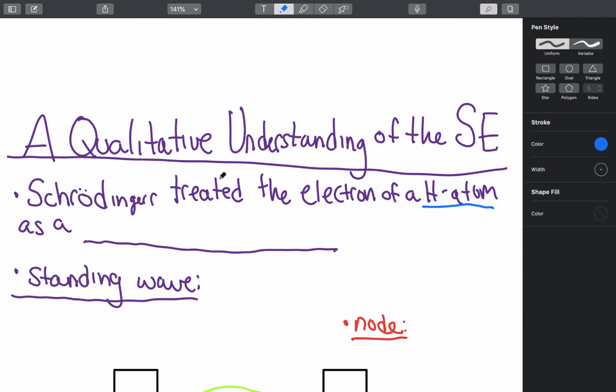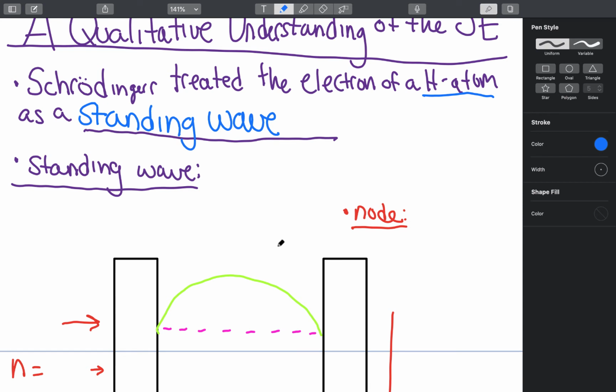So the Schrödinger equation treated electrons of the H atom, so it's important to note that this is from an H atom, as a standing wave. So Schrödinger treated the electron of an H atom as a standing wave. So if you are in physics, you may know what a standing wave is. However, if you don't, that is okay. A standing wave is a wave that does not travel through space.